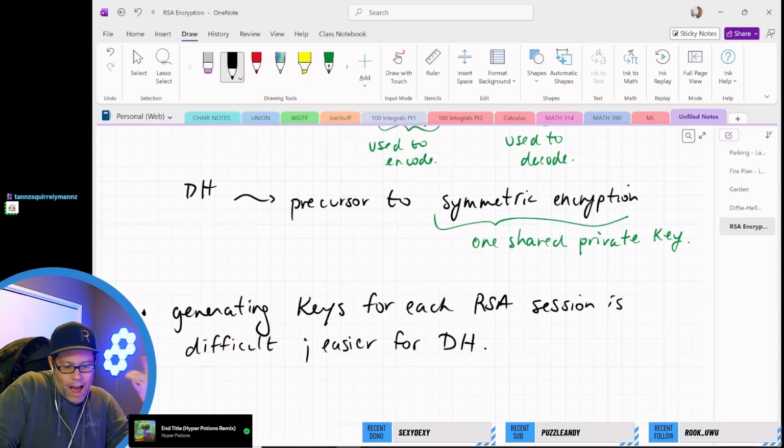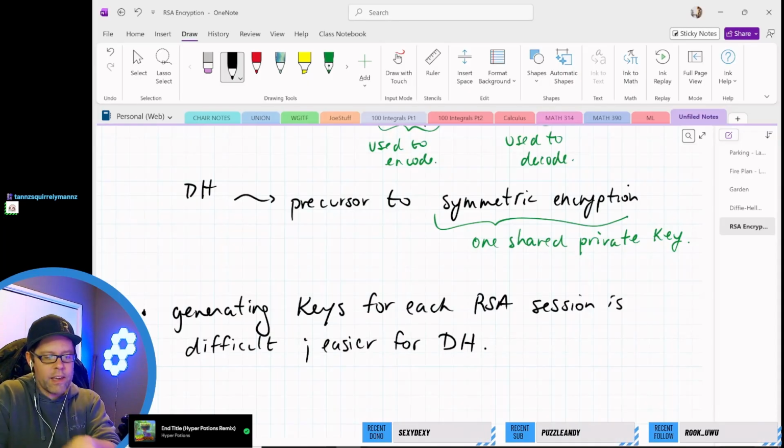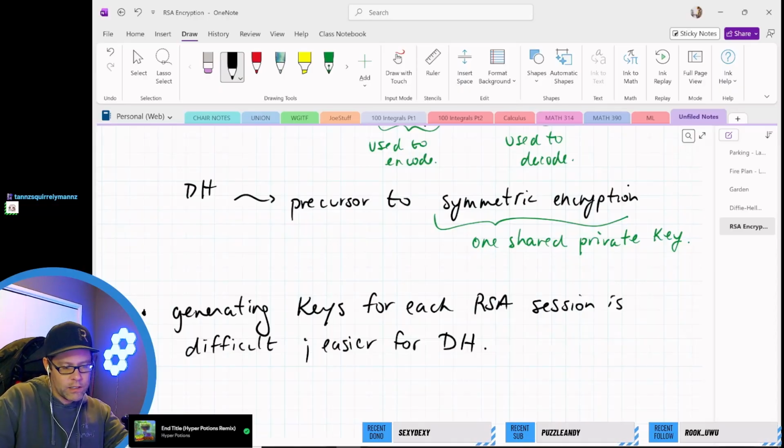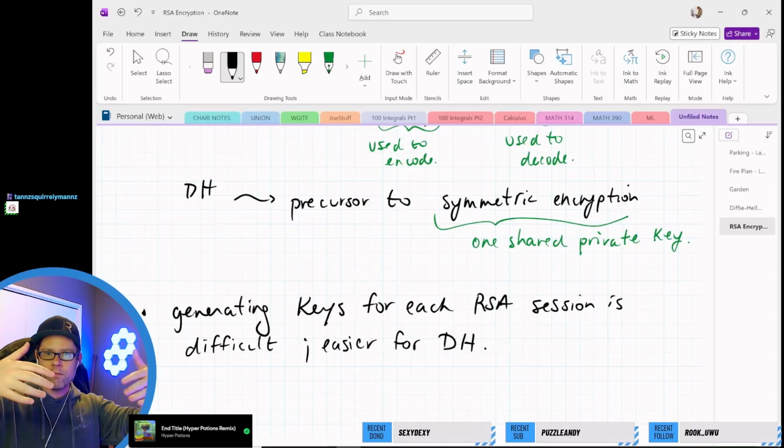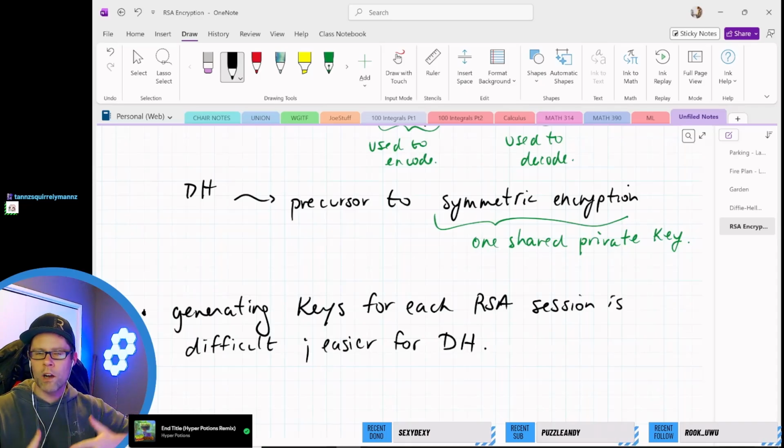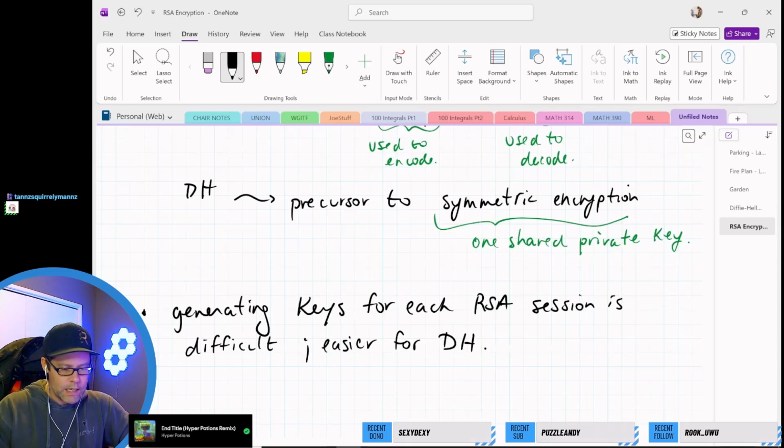So I would assume here when I say generating keys for each RSA session, the idea is that the initialization phase to create the keys probably takes a little bit more time for RSA because we're working with really, really large prime numbers, and then values that are also going to be quite large when we're working computationally. It feels like it's probably a bit easier, a bit quicker for Diffie-Hellman.